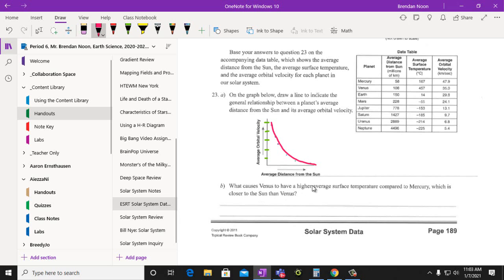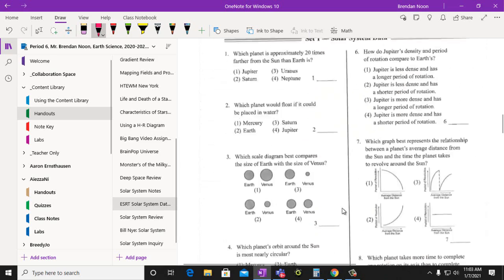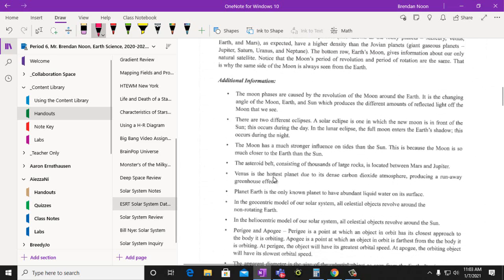What causes Venus to have a higher average surface temperature compared to Mercury, which is closer to the sun? Well, this was in our notes, and it was also on this page. If you go all the way up here, it says Venus is the hottest planet due to dense carbon dioxide producing a runaway greenhouse effect. So that's your answer right there.